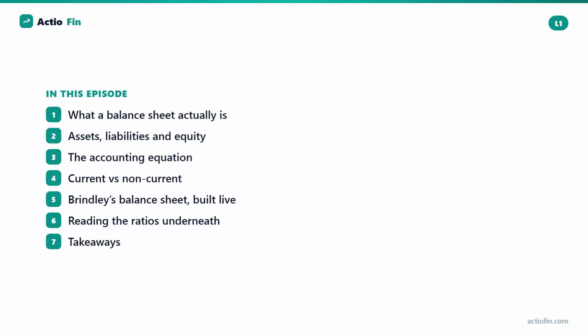Here is our route. First, what a balance sheet actually is and why it is called a snapshot. Then the three building blocks: assets, liabilities, and equity. We meet the accounting equation, the single formula the whole document rests on. We separate current from non-current items, because timing changes everything. We build Brindley's own balance sheet, line by line. We look at the simple ratios a bank or supplier reads straight off it. And we close with the points worth remembering.